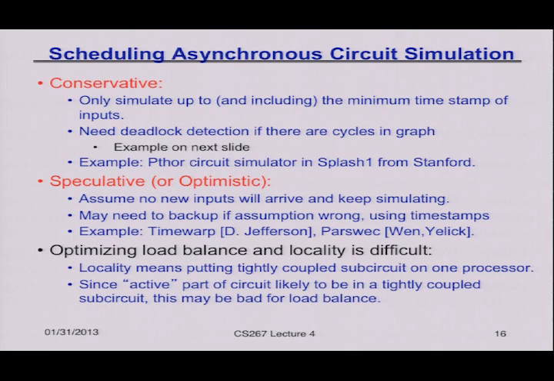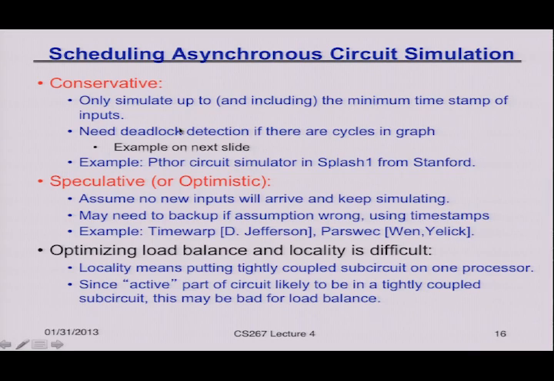And the conservative approach says you look at all of your inputs from all of the guys you depend on, and if all of those have been updated up to time t equals 10, say, then you know you are allowed to compute up to time t equals 10. You can't go any further and be sure you get the right answer, because something may happen at time 10 plus 0.01, right? But you're good up to 10 if all of your inputs are updated to time 10.